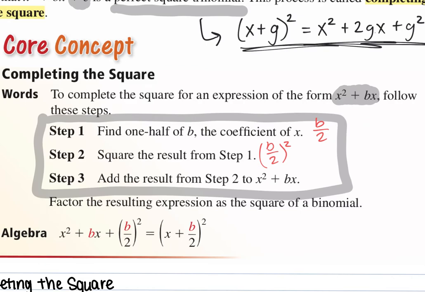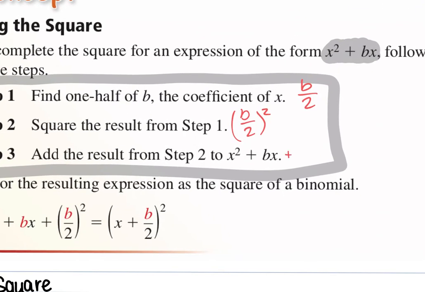That number you add to the result from step 2. You add that to your original. So go ahead and stick on plus b over 2 squared. So whatever you got in step 2, you're adding that. That's going to be your C term. That's going to be your last constant in the trinomial. Once you've done that, every single time it'll factor to x plus your b over 2 squared. Your b over 2 was what we calculated from step 1, okay? And this works every single time. It's a very useful method, but it's very specific, okay?